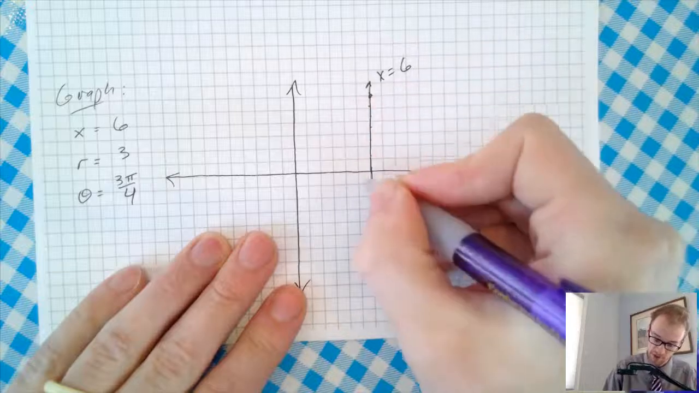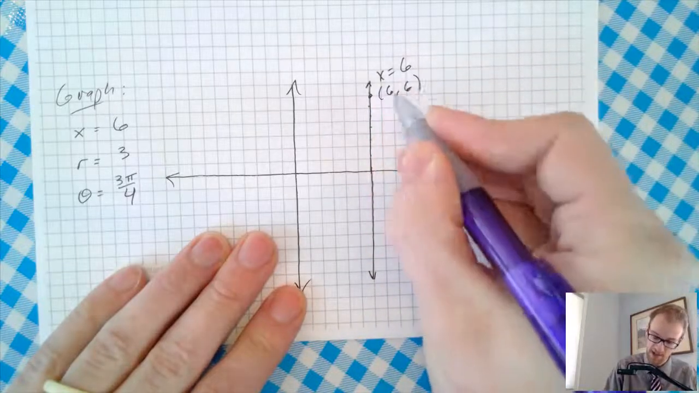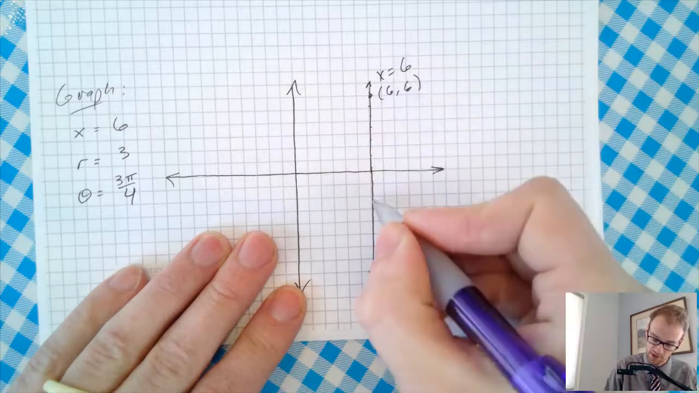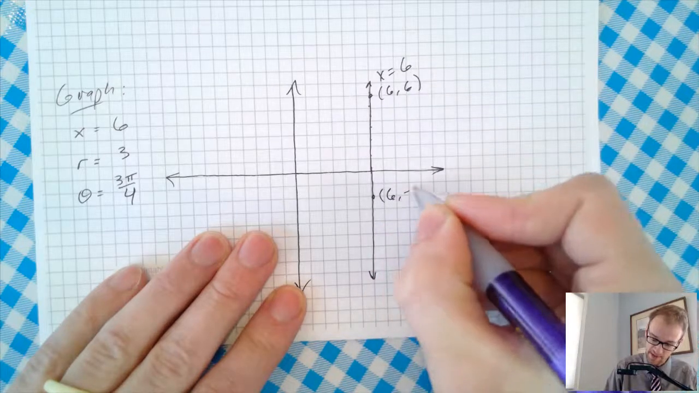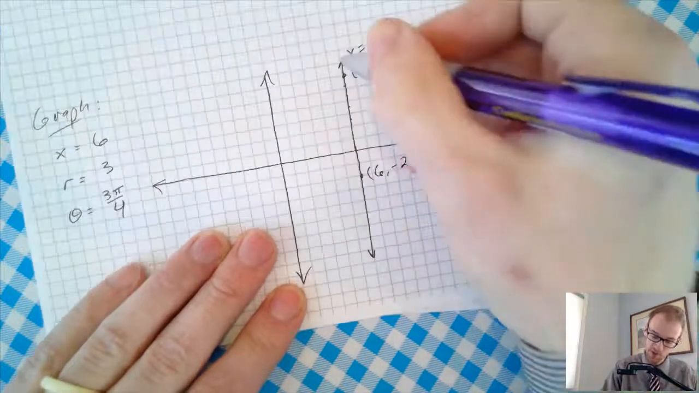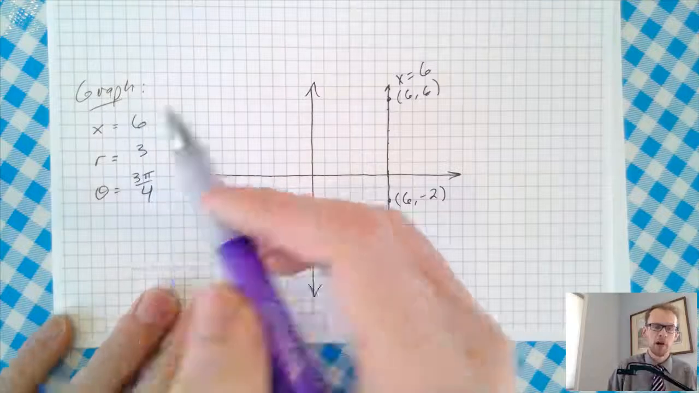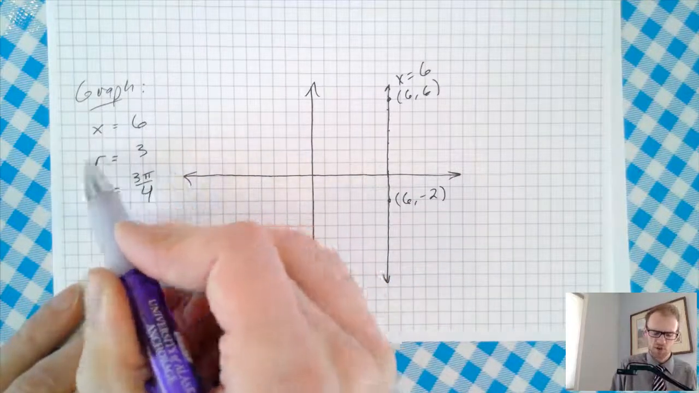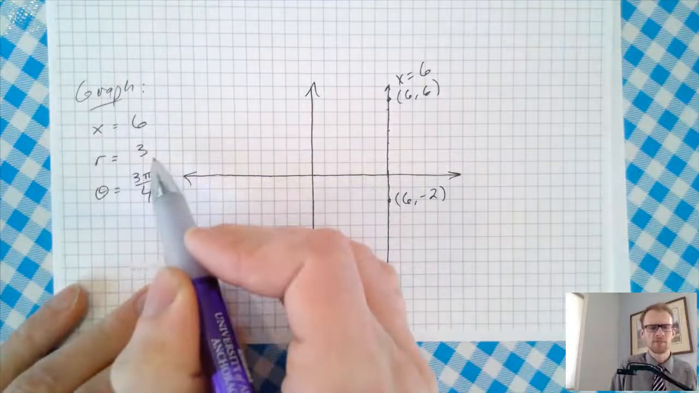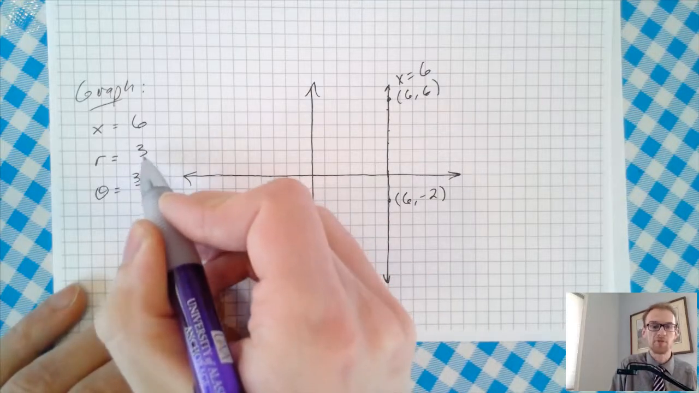So this point right here, 1, 2, 3, 4, that is the point 6, 6. Does it have an x that's equal to 6? Yes. This point right here is 6, negative 2. Does it have an x coordinate of 6? Yes. So all these points on this line solve the equation x equals 6. Well, what points would solve the equation r equals 3? Okay. Well, that would be all the points that are 3 away from the origin.